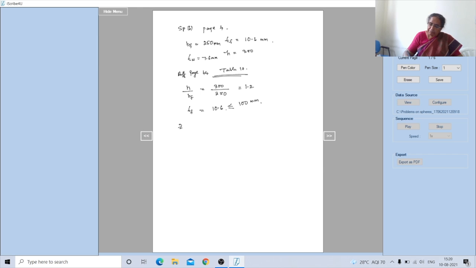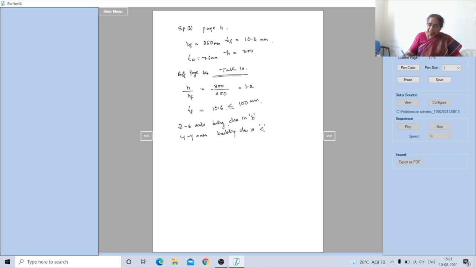Now, what is my ZZ axis buckling? So TF is greater than 40 mm and less than or equal to 100 mm. So for the ZZ axis the buckling class is B, and for the YY axis the buckling class is C. Okay, this is the data we got from table 10.